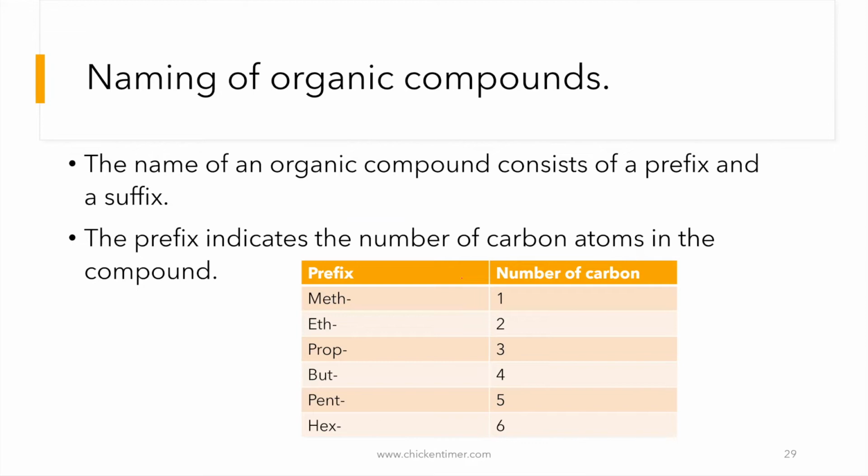So unlike the elements in the periodic table, the names are not unique, but not recognizable. You can't look at the name of the element and tell which group it is from, right? But organic compounds, by looking at the name, you can tell how many carbons are there in the molecule, and you can also tell which homologous series the organic compound is from.